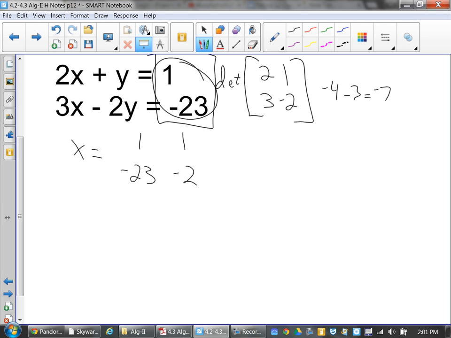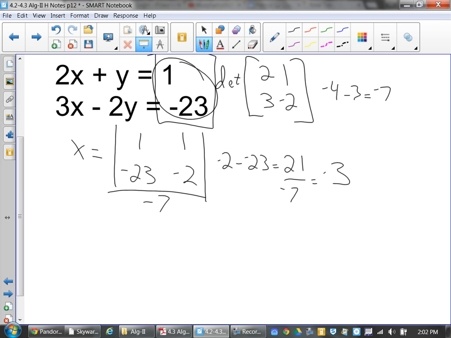Find the determinant. Chutes, then ladders. Negative 2 minus a negative 23. You get positive 21. You okay with that? Divided by the negative 7 is fine. Yep. 21 divided by negative 7 is? There's x.